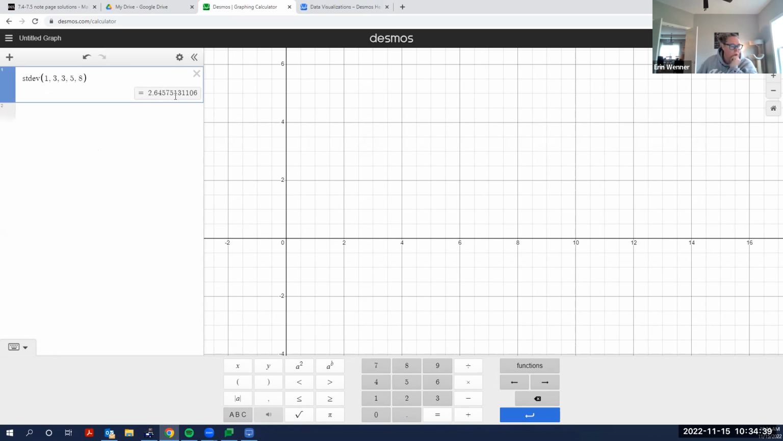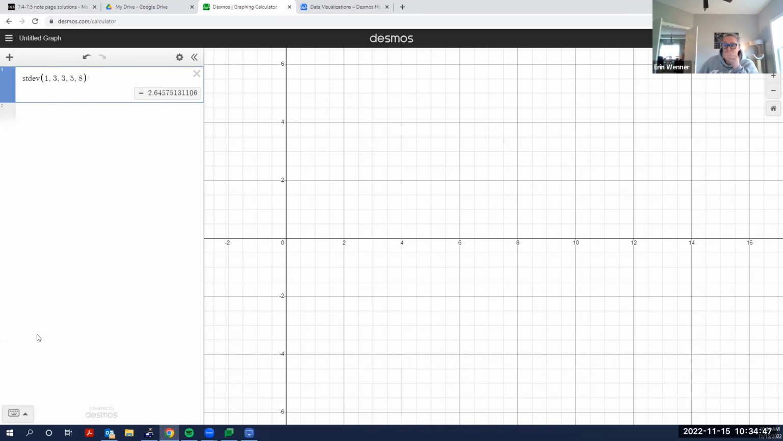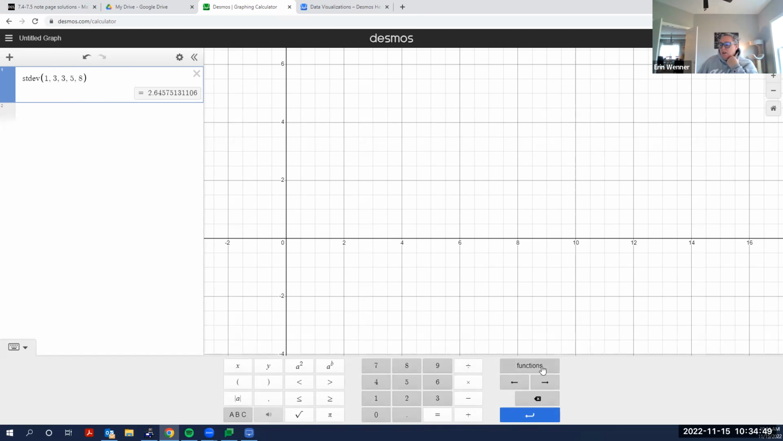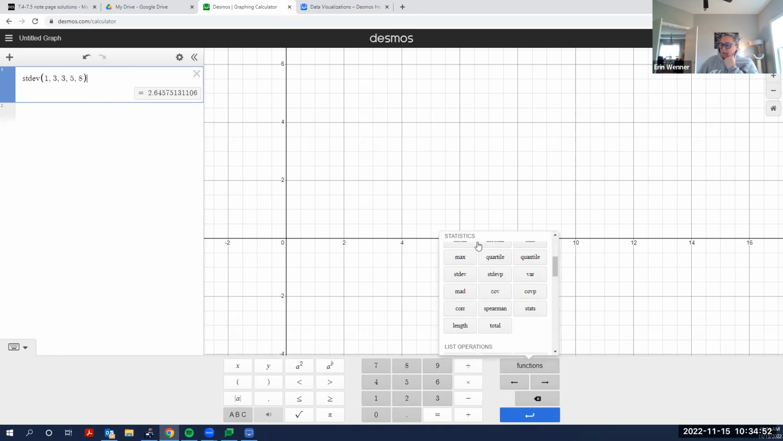Just to remind ourselves how we do this: we went down to show keypad, we went to functions, we scrolled down to statistics, and we chose standard deviation, okay? You can see that there's variance here. We can also do that as well. We don't really care about that. We're just looking at the standard deviation, okay? So if we go over to our graphing calculator, how would I do this with that? So let's go back to the graphing calculator.